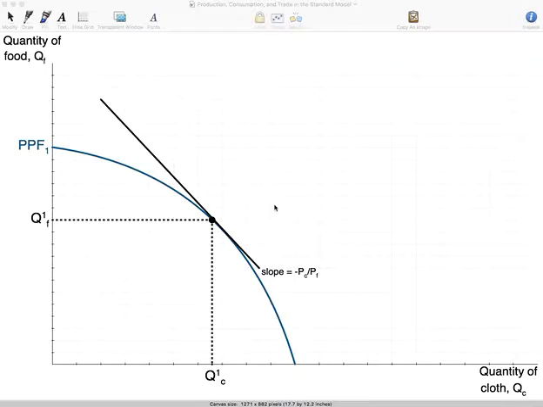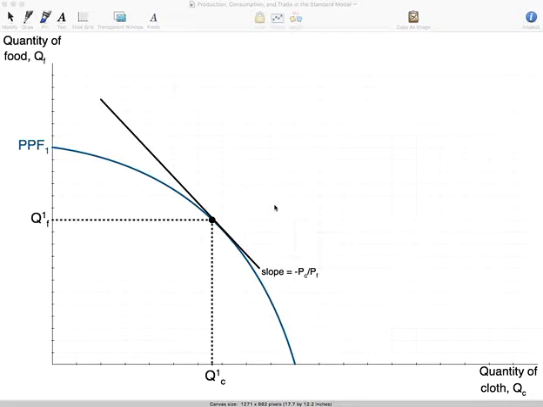And in this particular video lecture, I'm going to be taking a look at production, consumption, and trade in the Standard Model and introducing indifference curves to the analysis of international trade. I have some videos posted on indifference curves, budget constraints, etc. So if you feel you need to review that material, that video is available to you.